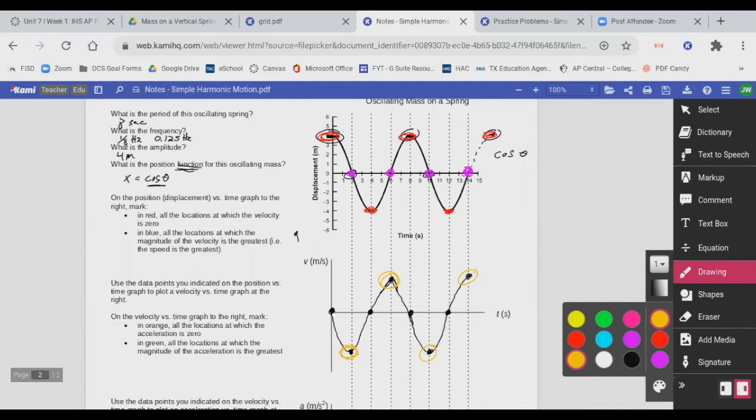The next one says in green, mark all the locations at which the magnitude of the acceleration is the greatest. So when is acceleration the greatest? When velocity is max, acceleration is 0. Correct. That's absolutely right, because velocity was max at the equilibrium. So our maximum velocities are the ones where the acceleration is 0.